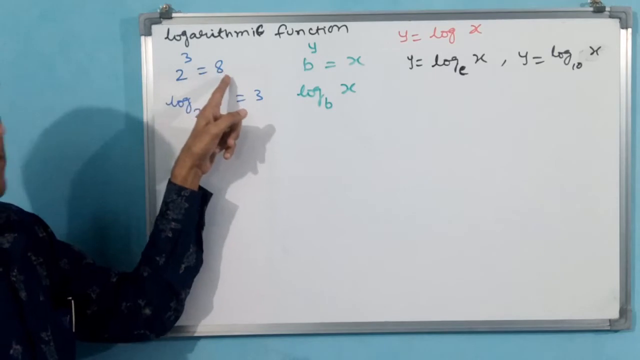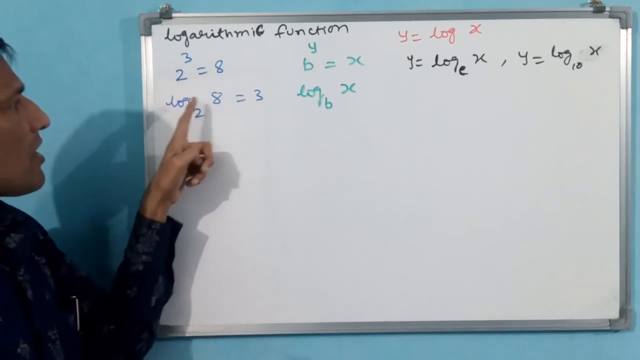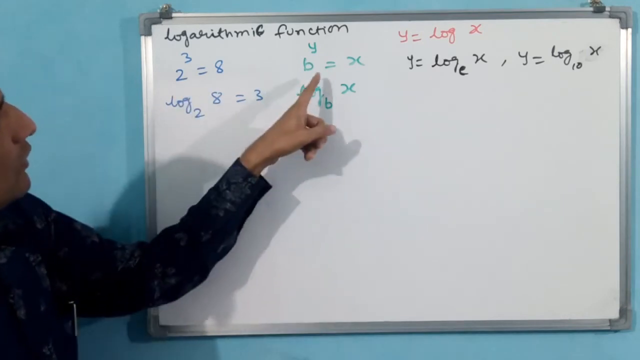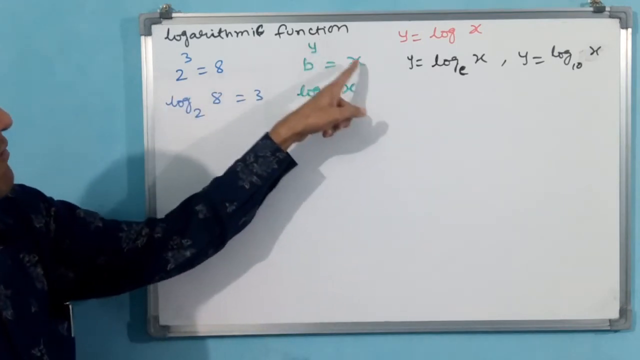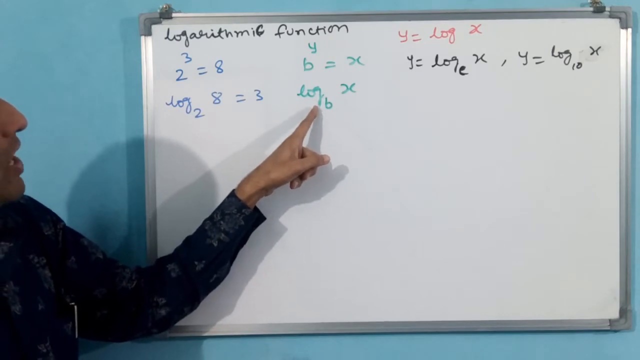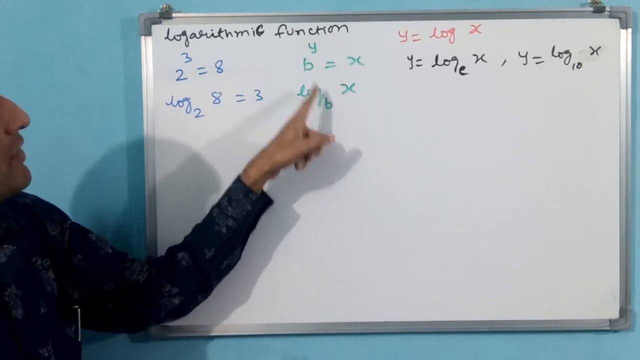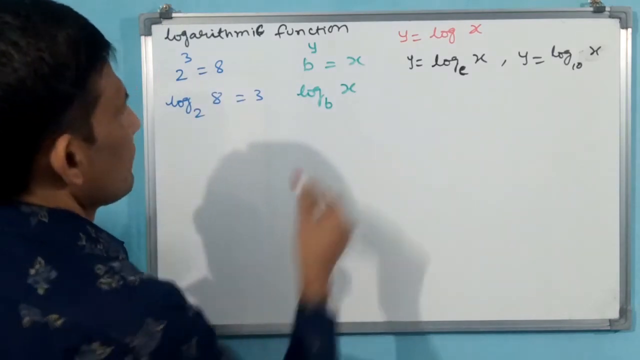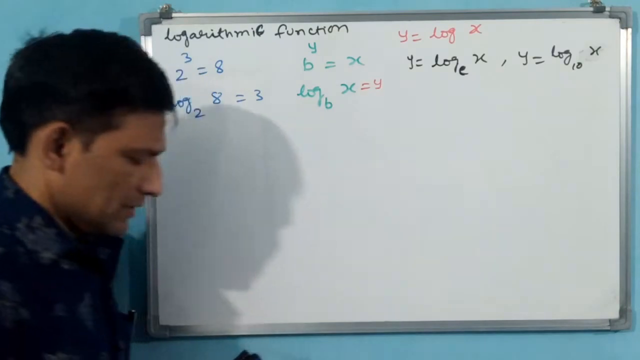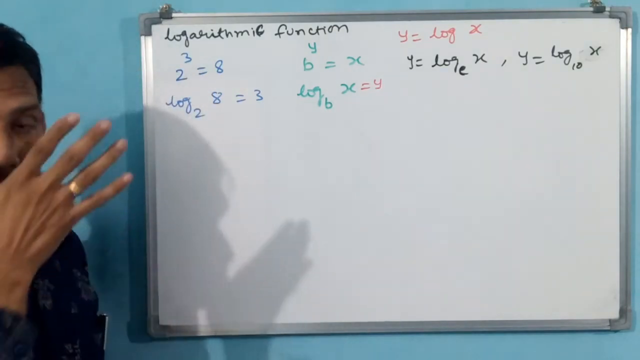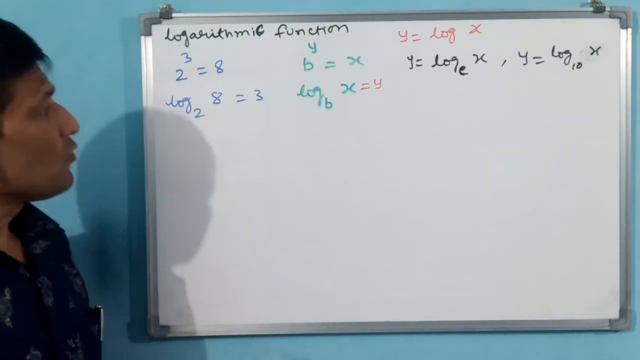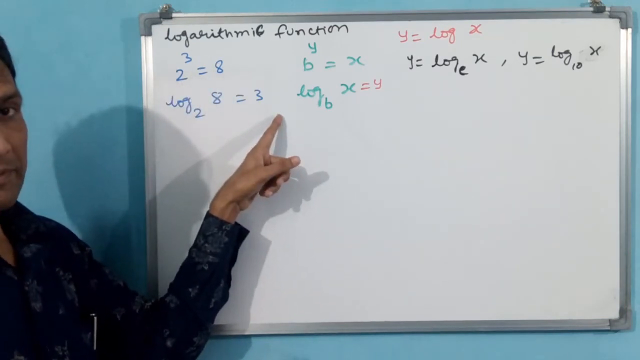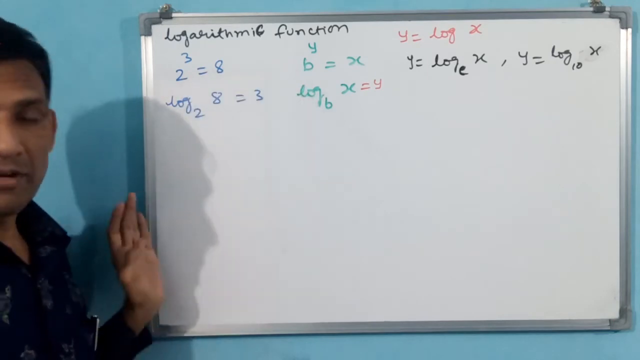Base, power, value. Log value to the base is equal to power. You see here, base power value. Log value to the base is equal to power. Here also that is equal to y, you can write like this. Here we are going to find power, but you can find anything in this concept.